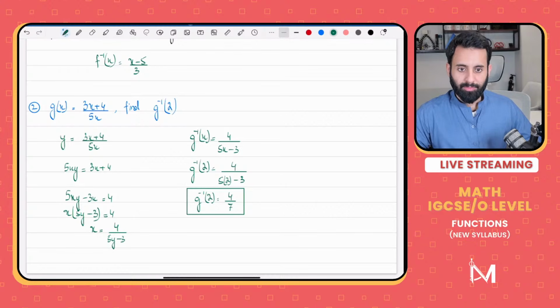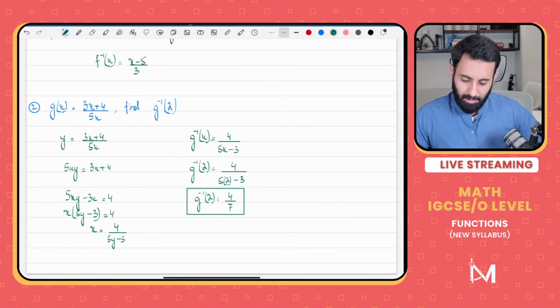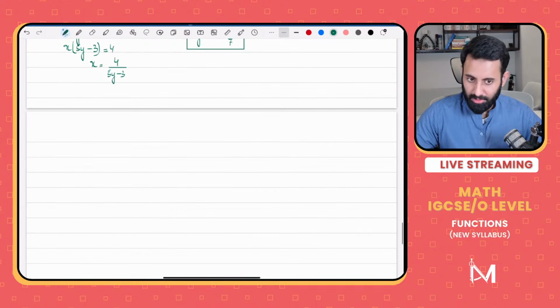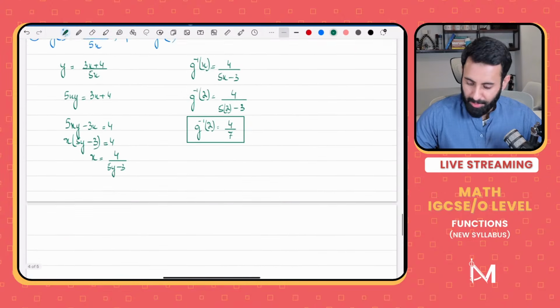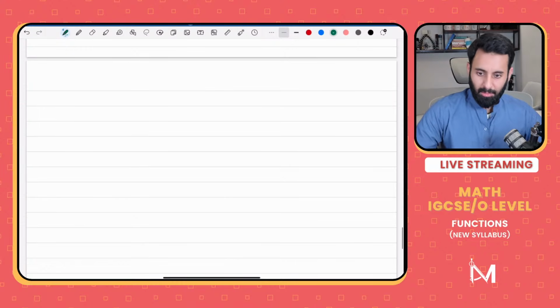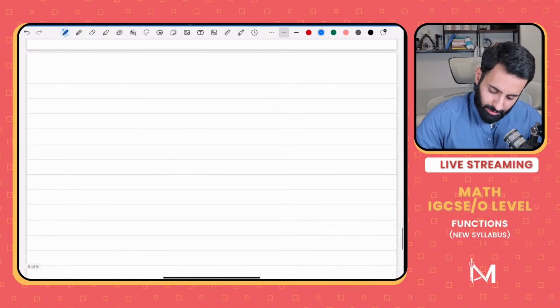Okay, now let's talk about composite functions. As far as inverse is concerned, that's all there is. We're going to do some past paper questions towards the end, but first let's cover all the concepts. So this next concept is called composite functions.